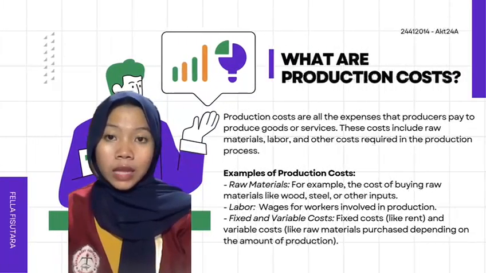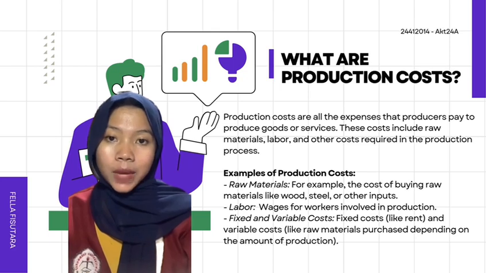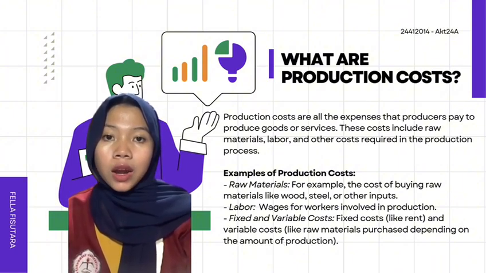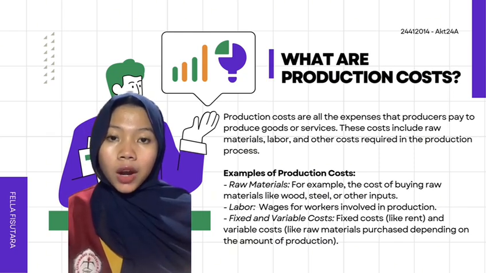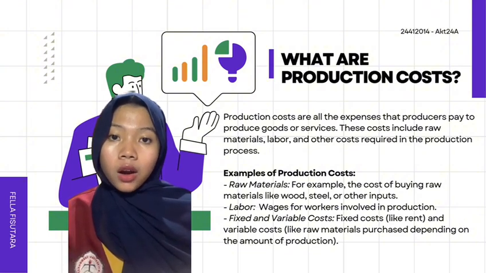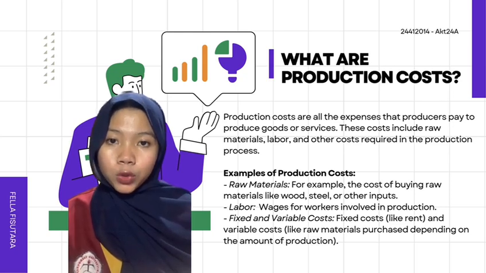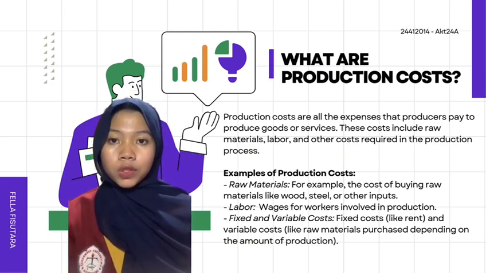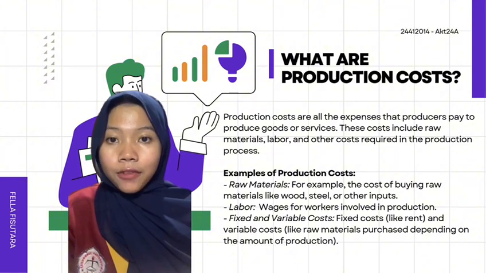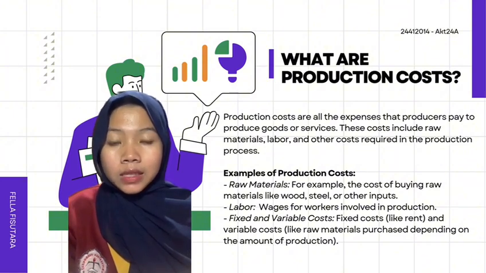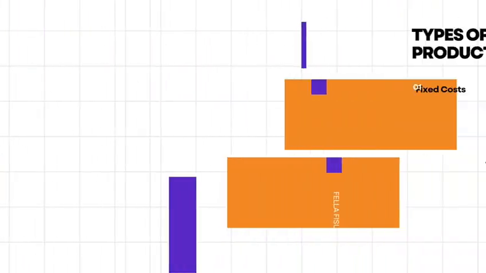What are production costs? Production costs are all the expenses that producers pay to produce goods or services. These costs include raw material, labor, and other costs required in the production process. Examples of production costs: raw material, for example, the cost of buying raw material like wood, steel, or other inputs. Labor, wages for workers involved in production. Fixed and variable costs. Fixed costs like rent and variable costs like raw material purchases depend on the amount of production.